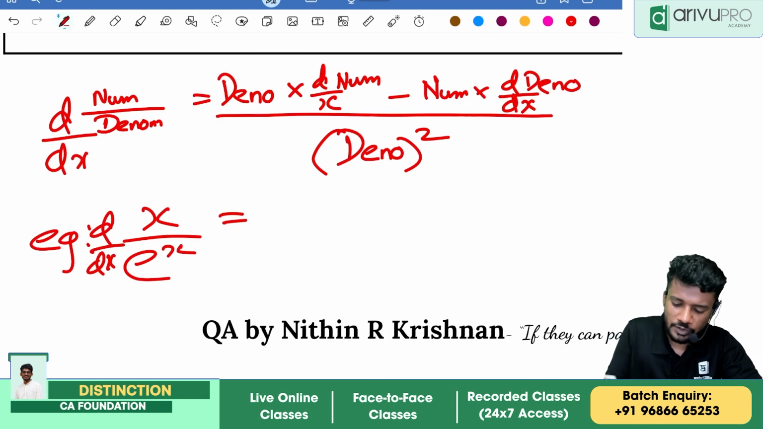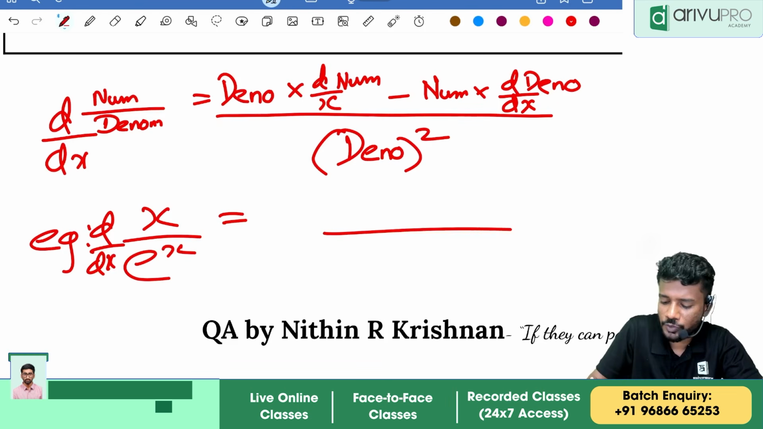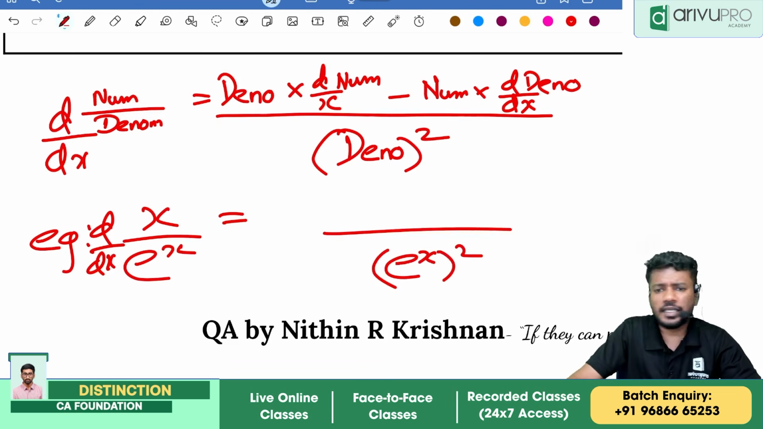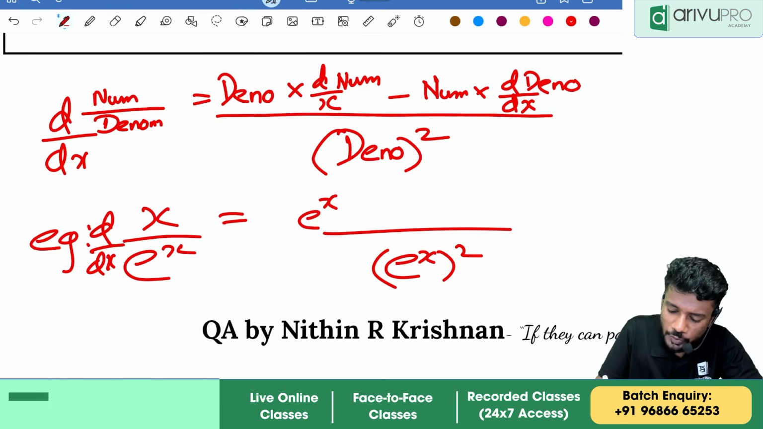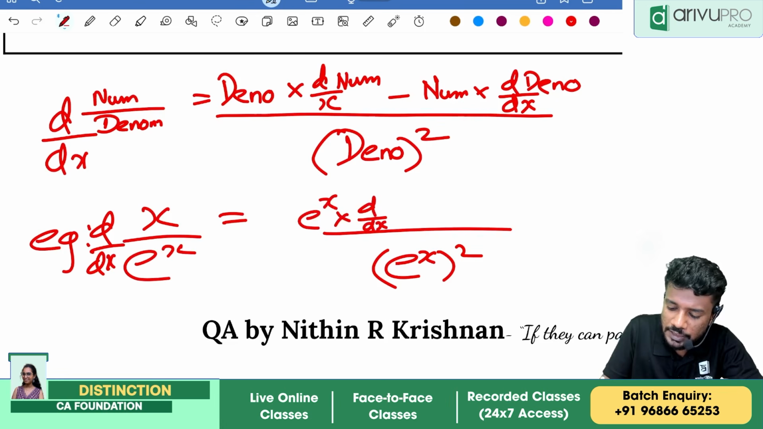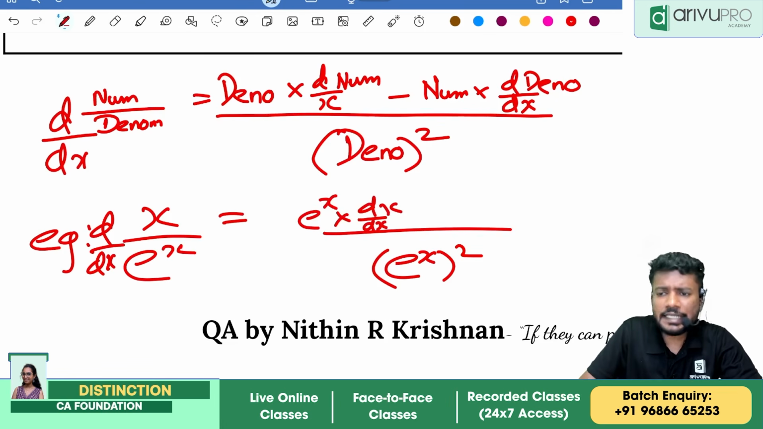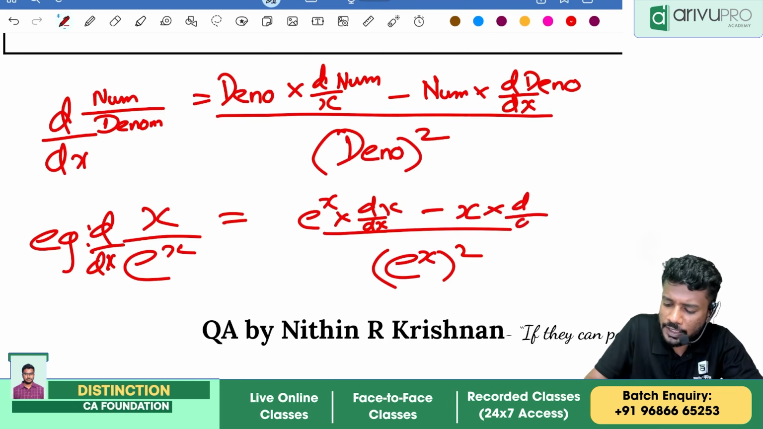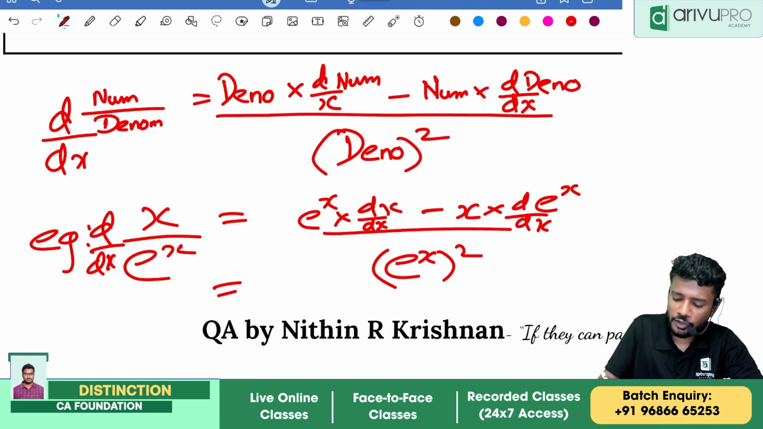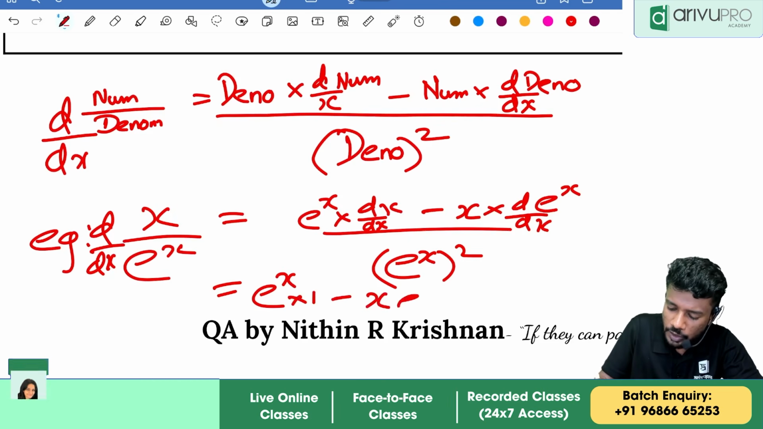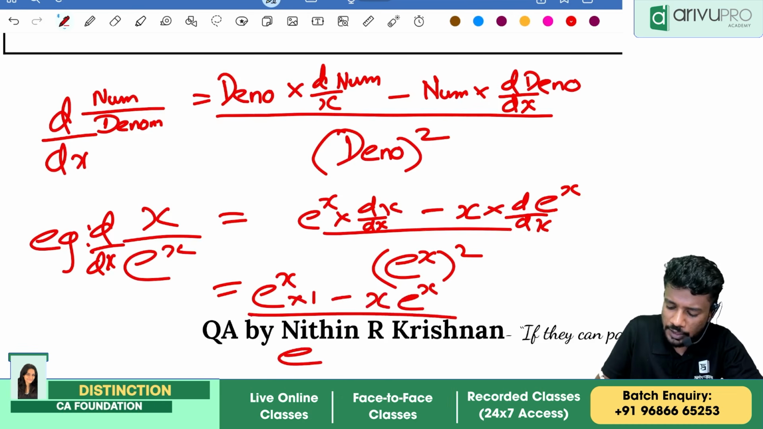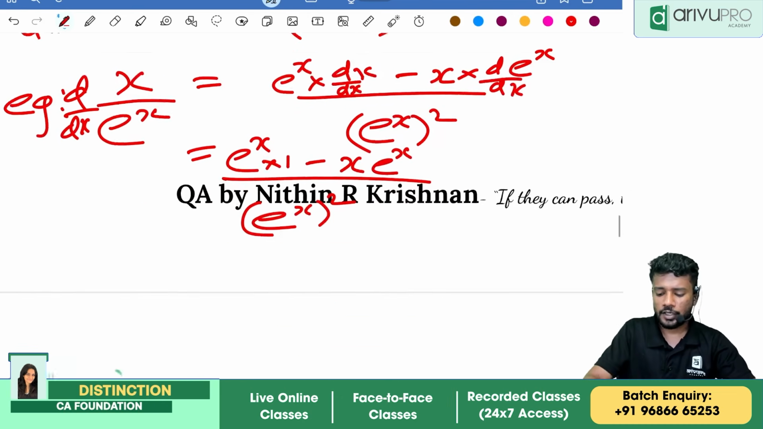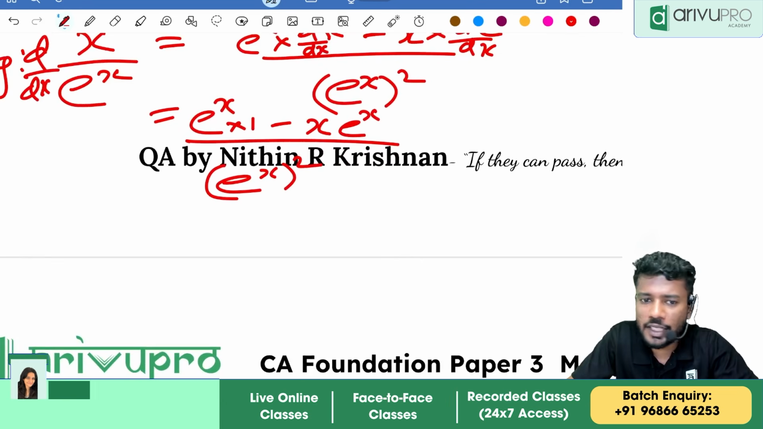Derivative of x by e raised to x. You tell me, what is the denominator here? e raised to x. So e raised to x whole square. Then denominator means e raised to x into derivative of numerator, d by dx of x, minus numerator, that is x, into d by dx of the denominator, e raised to x. Now you tell me, e raised to x into 1 minus x into e raised to x, divided by e power x the whole square. Now that's your answer. Understood that?